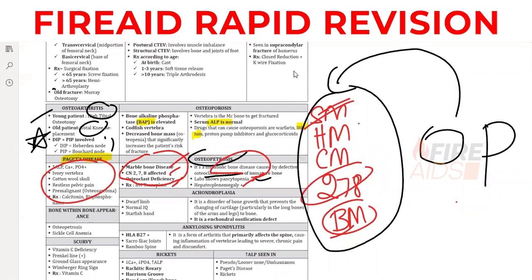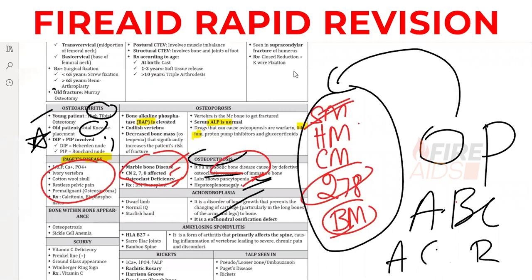Next is achondroplasia. Achondroplasia is a disorder of bone growth that prevents the change of cartilage, particularly in long bones. So cartilage becoming a bone will be stopped. I want you to remember, you know, the ABC, as ACB. So cartilage becoming bone is stopped. ACB. Instead of ABC, I want you to remember it as ACB.